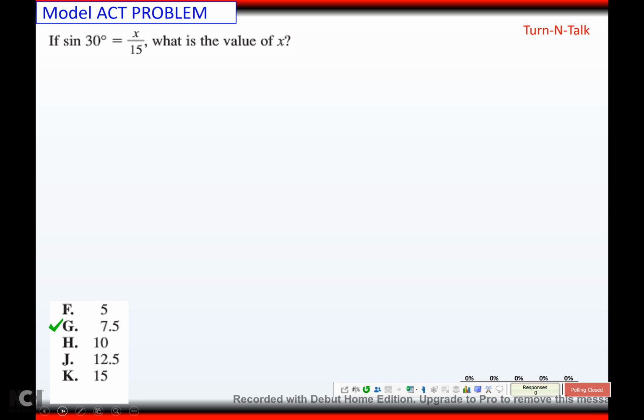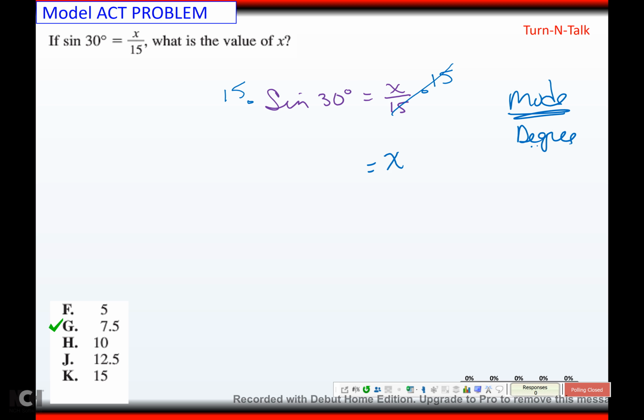Okay, and you have a couple choices here again. You could do this with a calculator. Say sine 30 degrees equals x over 15. If I'm trying to get x alone, I would multiply by 15. That cancels. Now, again, check your mode. Because these are degrees, you got to switch it back to degree mode. And when you type 15 times sine 30, it will give you 7.5.